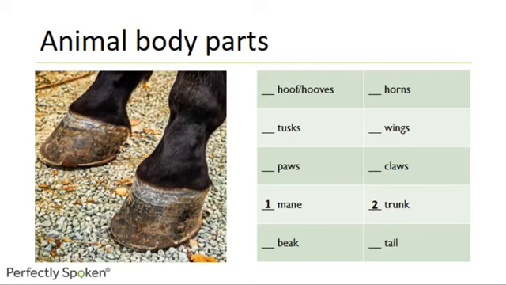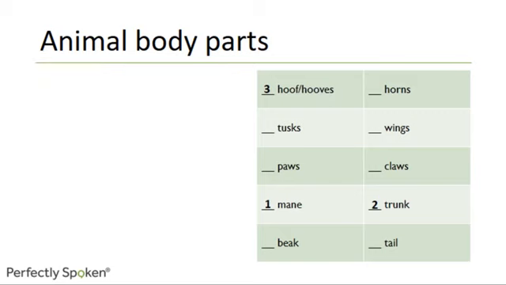Okay, here's the third one. These are the feet of a horse, and we also use the same word for cows and goats, etc. And these are hooves. Plural hooves, singular hoof.